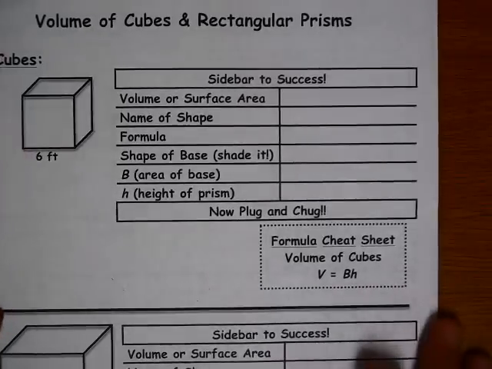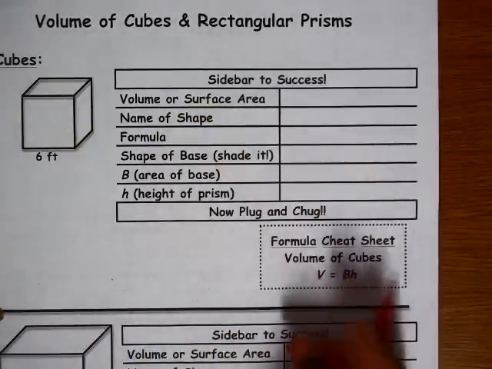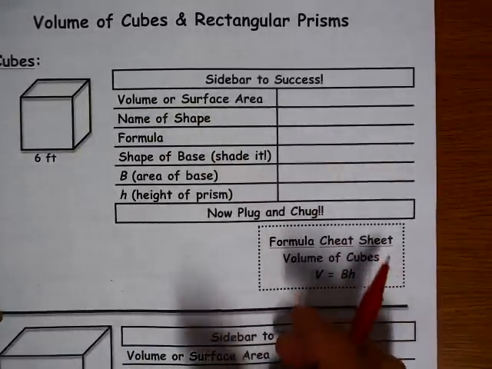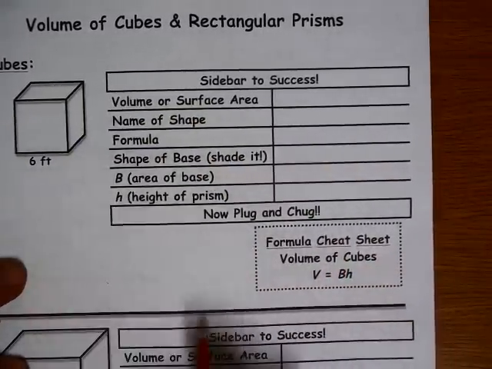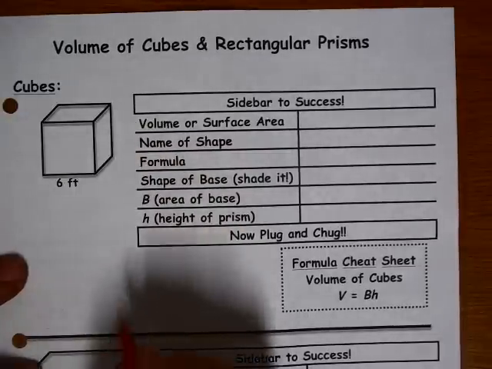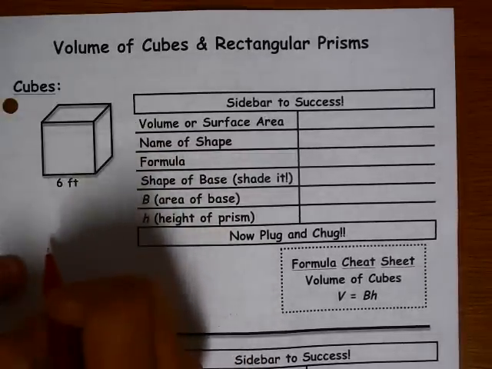Okay everybody, today's notes are on volume of cubes and rectangular prisms. So we're going to first look at this cube here. So we've got a cube 6 feet on one side.